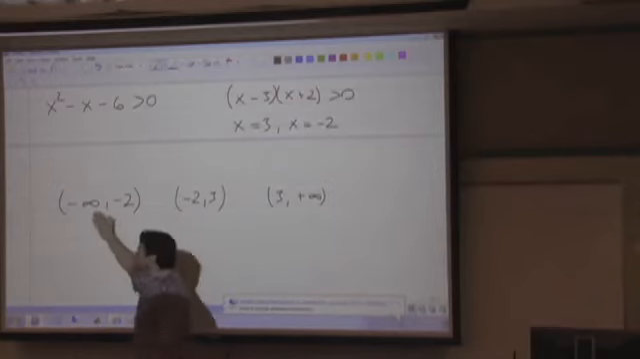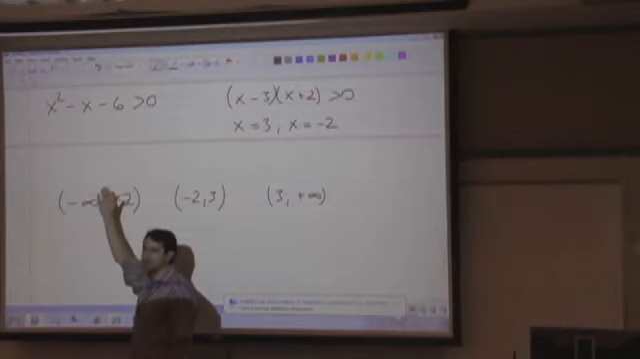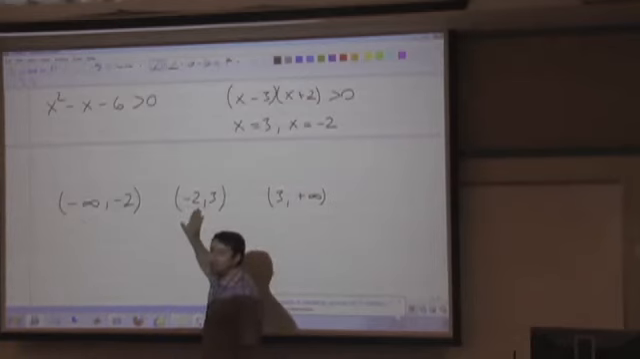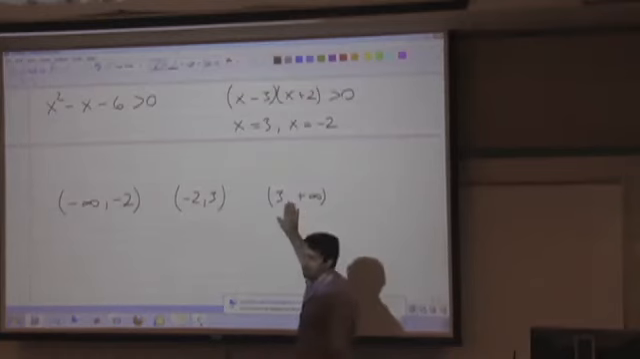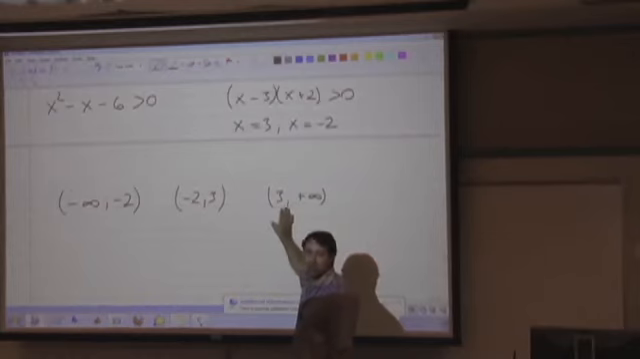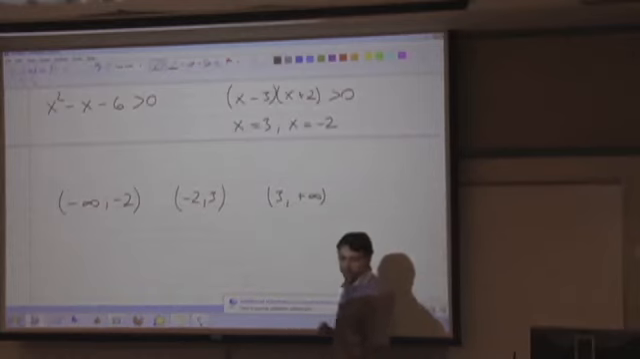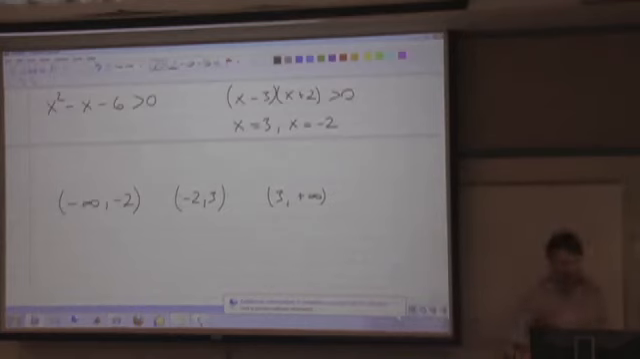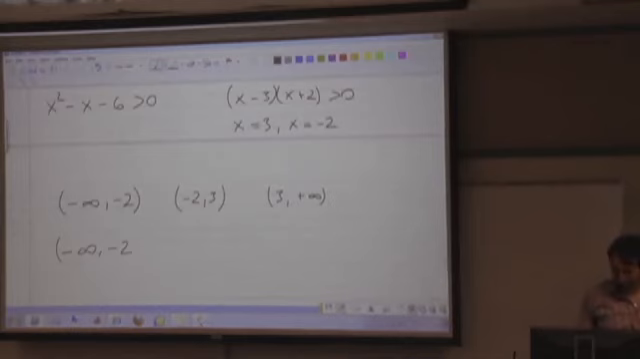So for instance, you put in negative 3, plug it in. As it turns out, it ends up being 6, which is bigger than 0, so this works. Put in 0, you end up with negative 6. That's clearly not bigger than 0, so this doesn't work. Put in 4, and you end up with 6 again, which is bigger than 0, so it works. And so as an answer, we're looking at minus infinity to negative 2, union 3 to plus infinity.